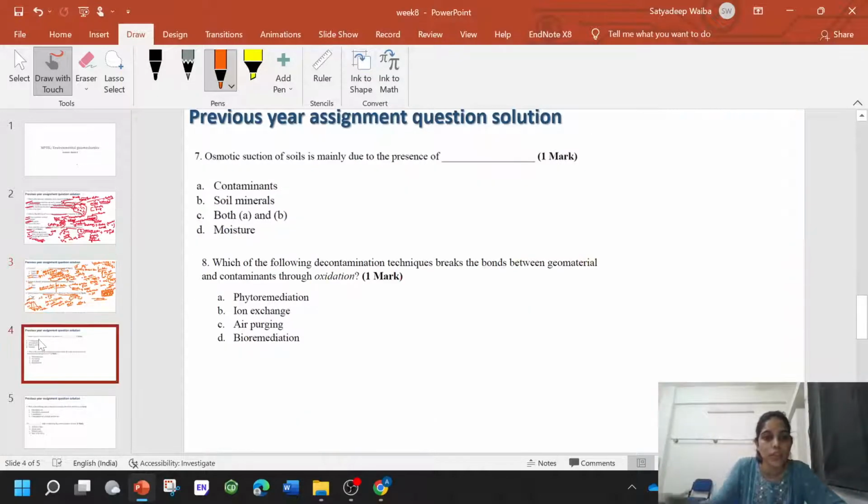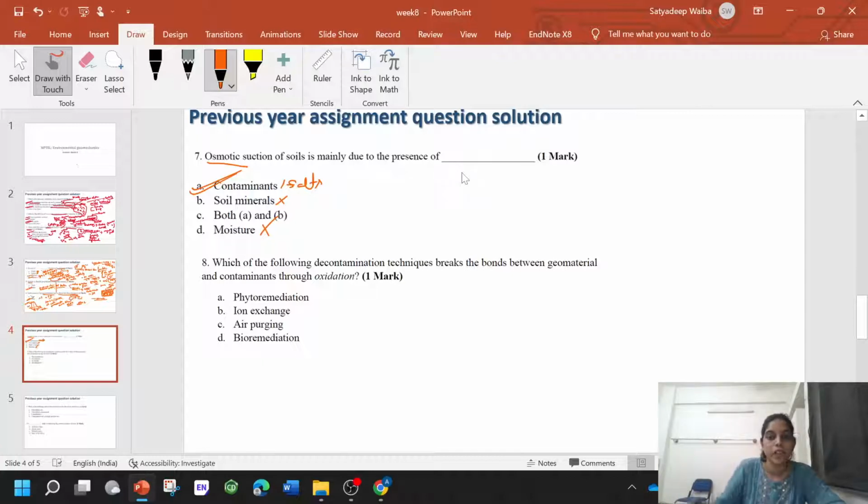Now next question. Next is about the osmotic suction of soil. Okay, I discussed this in the previous slide itself, that it is because of the contaminants or salts in a geomaterial. Okay, it's not because of moisture, it's not because of minerals. Because minerals are good. Osmotic suction is not because of the good salts, it's because of the bad salts or the contaminants.